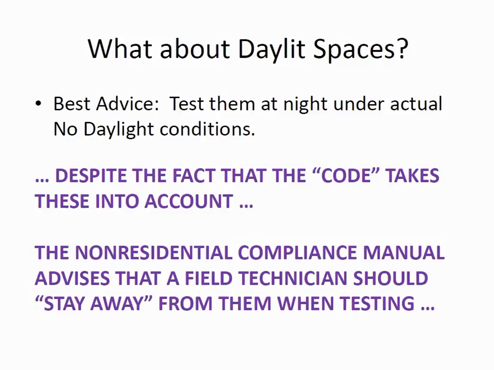What about daylit spaces? Well, the code tries to take this into account by telling you to avoid them. So there's always a possibility that you can just do your test at night, or the technician can put his light meter as far away from sources of daylight as he can and check the reduction in the other general lighting in the space.